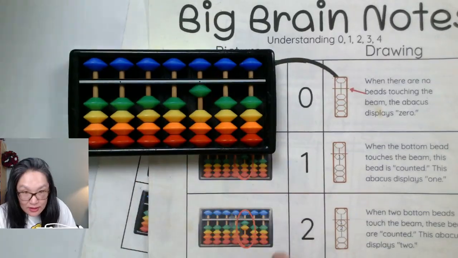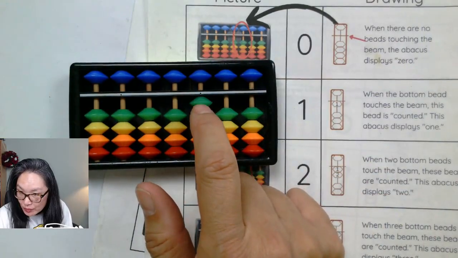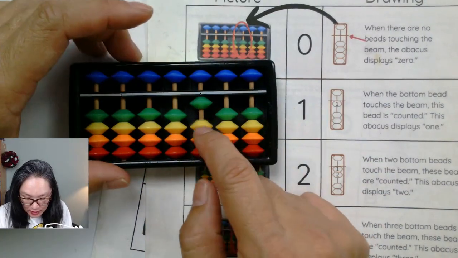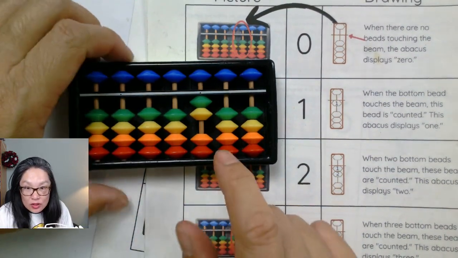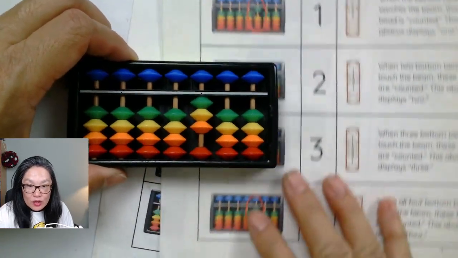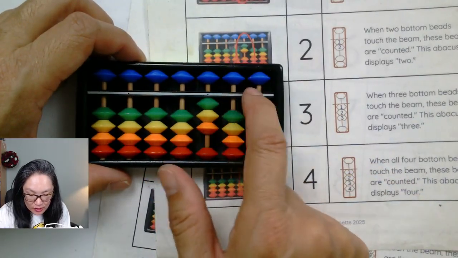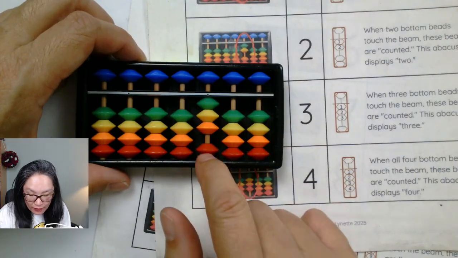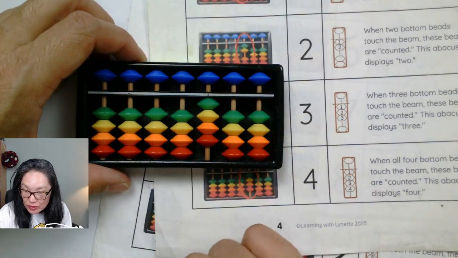So when I do this, one, we write one. This is one. This is one bead. When we have two, it's this. This is two. So this is two. Now we have three. Notice when I write three, this is three beads touching the horizontal bar. We have four, 1, 2, 3, 4, four beads touching the horizontal bar.